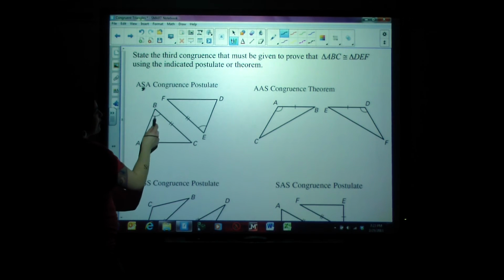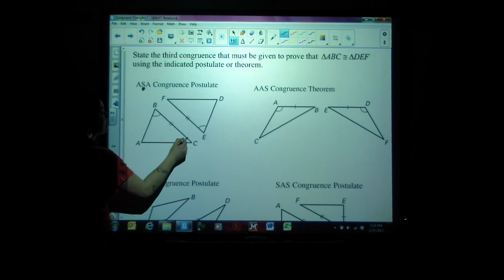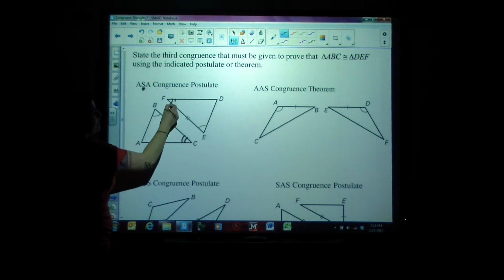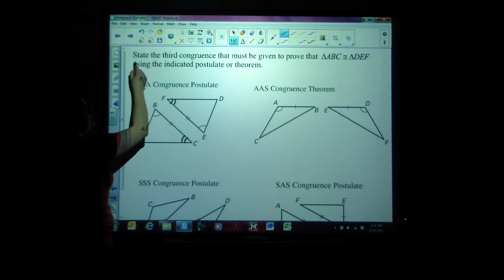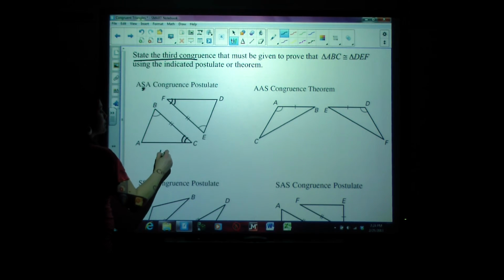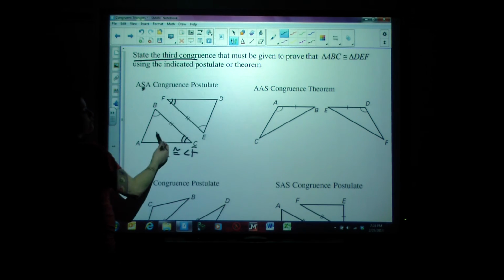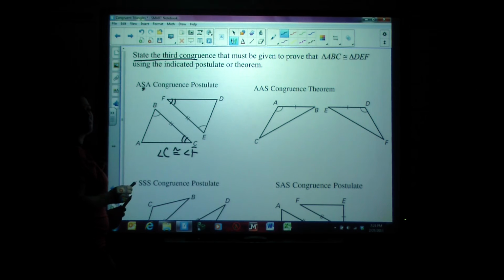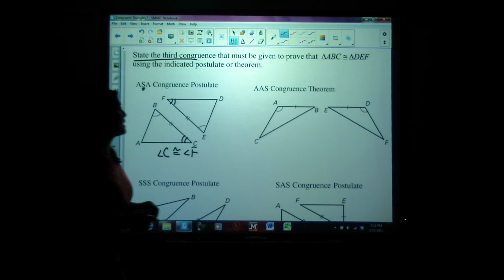So if we look here, we have an angle and a side. We need another angle. We have to choose the appropriate angle that would make the side included. Angle A is not going to get that done. C is going to get that done. And in this picture, it would be angle F. So stating that third congruence, we would need to prove that angle C is congruent to angle F in order to prove that these triangles are congruent by the angle, side, angle congruence postulate. All right, let's try the next one.